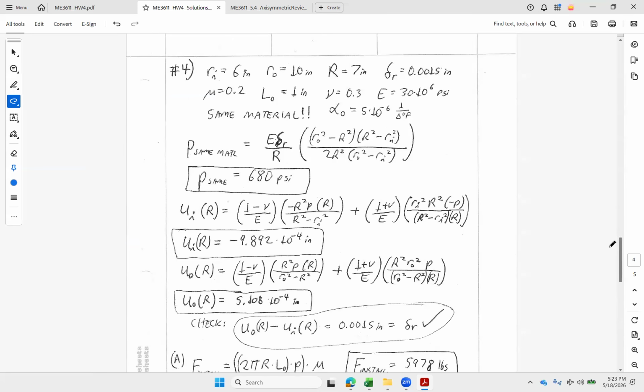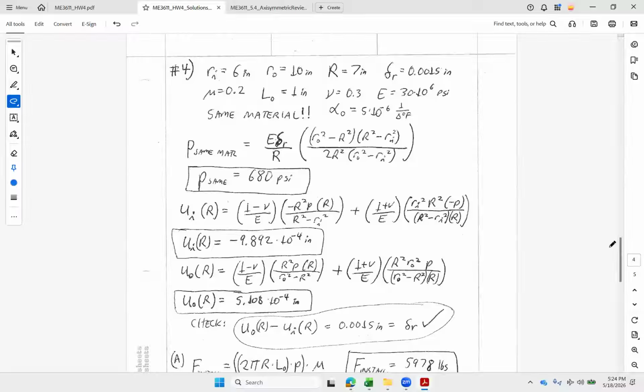All right, for number 4, same pressure. We have that shortened formula, 680 psi. We can throw that one on there, with 680 psi of interface pressure. It's not a super high interface pressure, but we only had 1/1000th of an inch interference, 1.5. The inner part is going to come down just about 1/1000th of an inch, and the outer part's going to come out by 1/2 of 1/1000th.